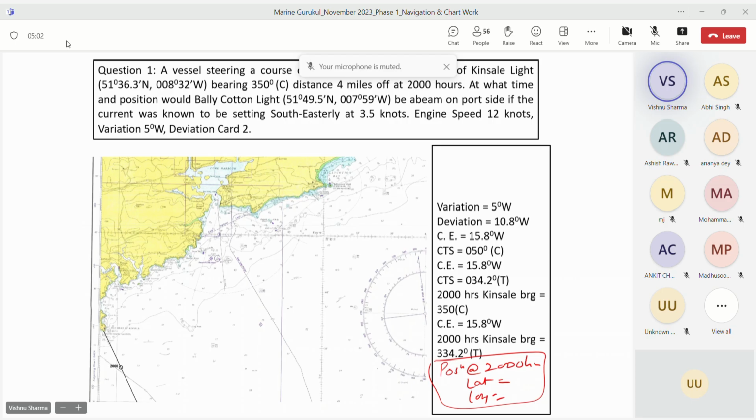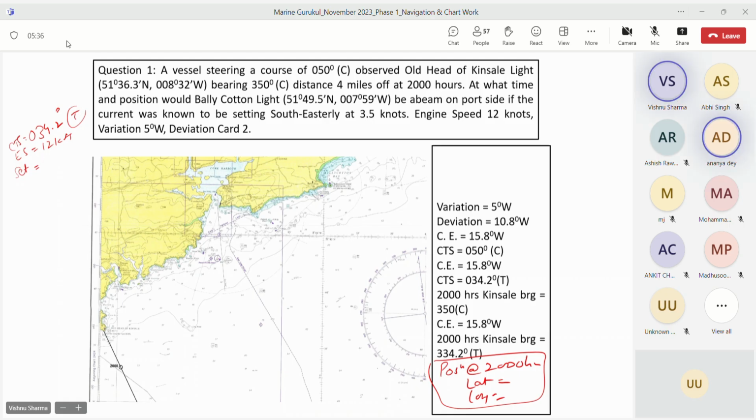Okay. Yes, sir. Now let's talk after 2000 hours. From 2000 hours, what is the course the vessel is steering? You said 034.2 degrees true a while back. Am I right? Yes, sir. What else is given to us in the question? Engine speed is given, yes or no? Engine speed and current, sir. Okay, set. What is the set direction, guys?